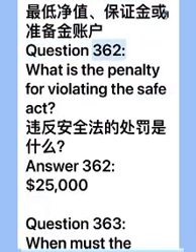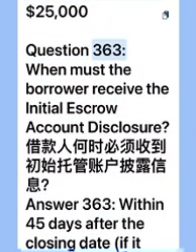Question 362. What is the penalty for violating the SAFE Act? Answer: $25,000.